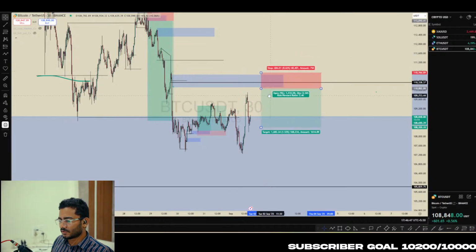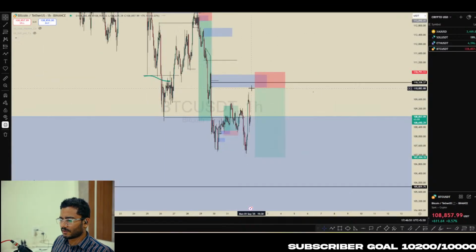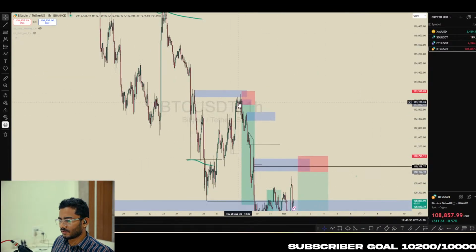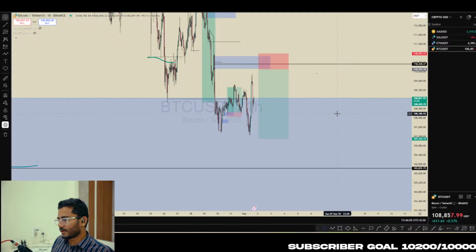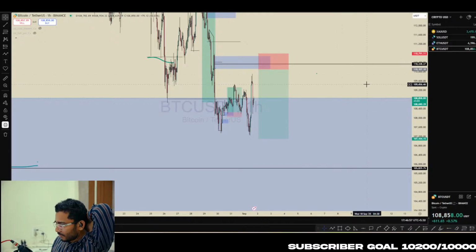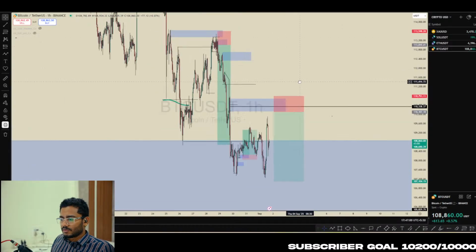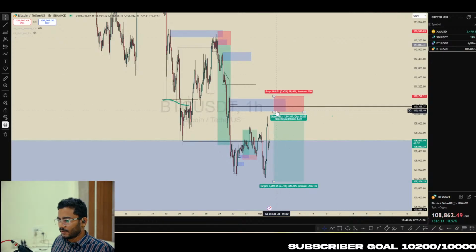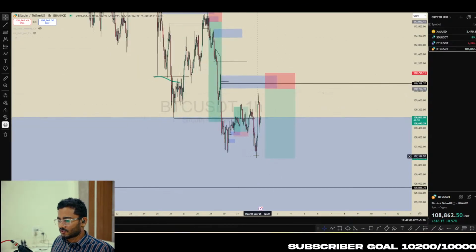Stop loss about here, and we can target the next low, or you can look for a change of pattern like this, and you can trade it and get around 1:10 very easily. So you can look for a change of pattern like this, enter at this order block, and target the next low, which is here.